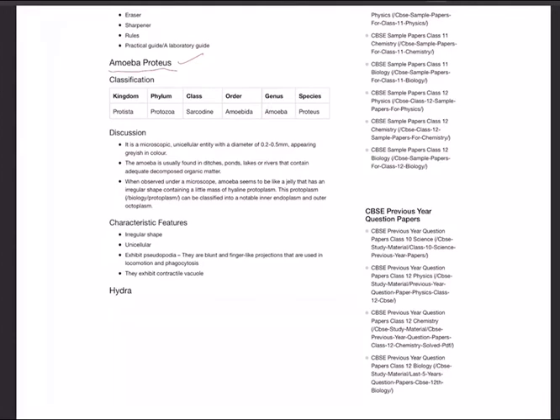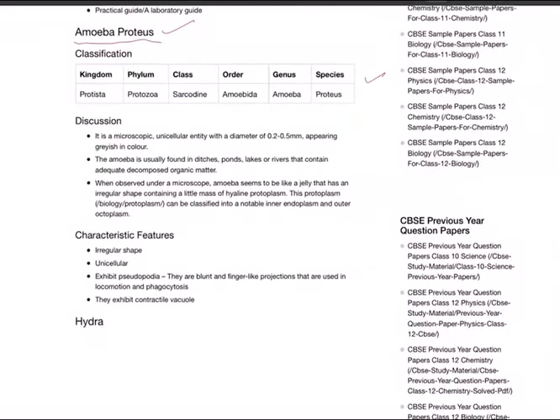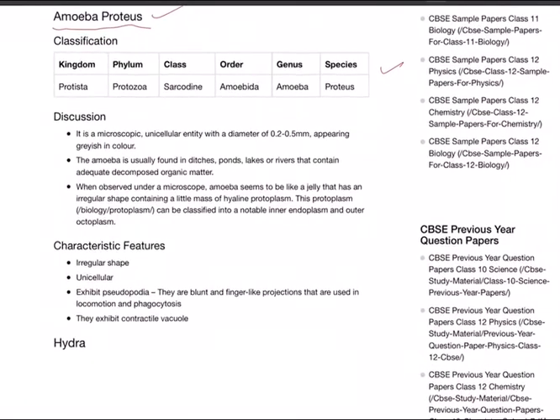Once you identify that the given slide is amoeba, then you have to classify it like this: kingdom Protista, phylum Protozoa, class Sarcodina, order Amoebida, genus Amoeba, species proteus. This is a very, very important classification of the given specimen. Then you write a small discussion about it. I'm just making it enlarged so that you can see it.